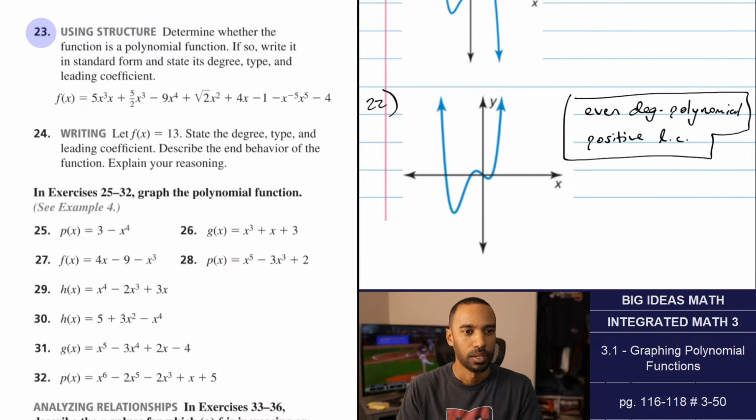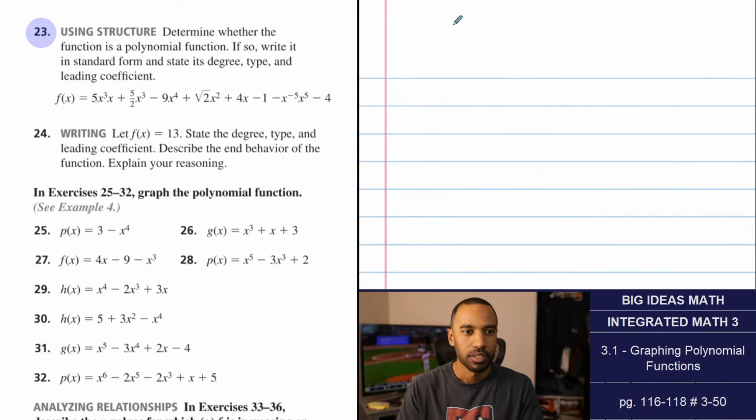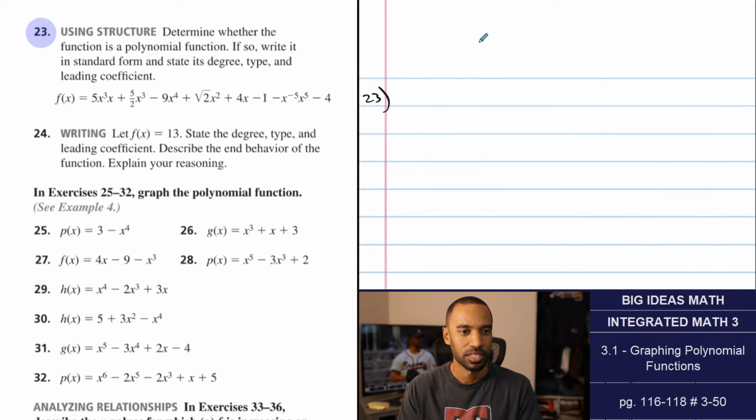Okay, number 23, using structure. Determine whether the function is a polynomial function. If so, write it in standard form and state its degree, type, and leading coefficient. Well, I guess I've got to copy down the problem.